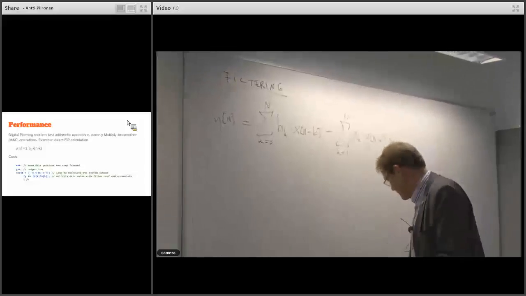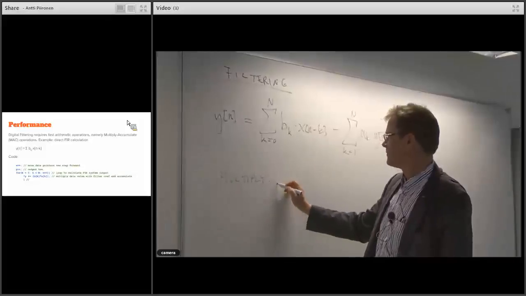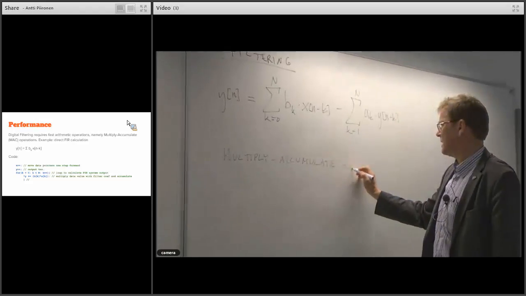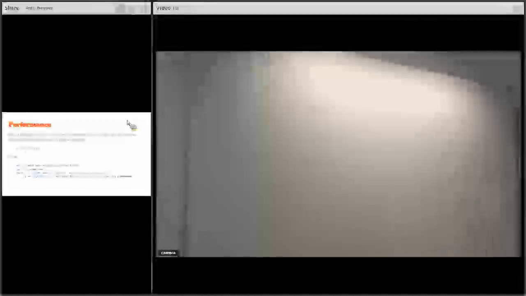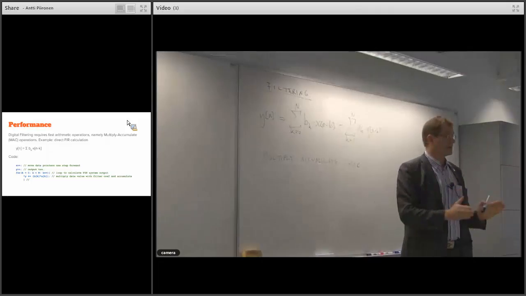Okay, and that has its own name. It's multiply, accumulate operation, MAC. So if in digital signal processing you see the term MAC, it's not about the MAC address of a system, but multiply, accumulate operations and how fast you can do those. The digital signal processors usually say how many multiply, accumulate operations it can do at a certain accuracy.